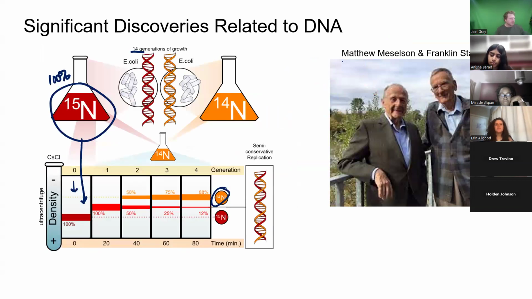So that's what we see right here. What's going to happen to this 25 percent, the percent of our strands that have that 15N? It's just going to basically get cut in half and in half and in half every successive generation.